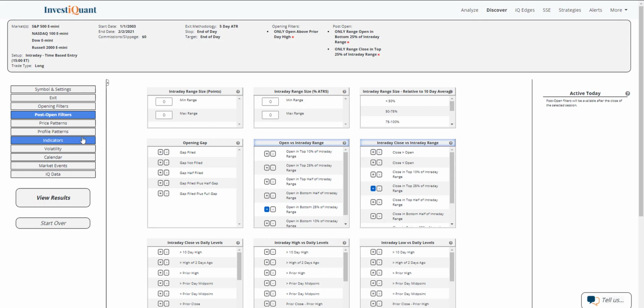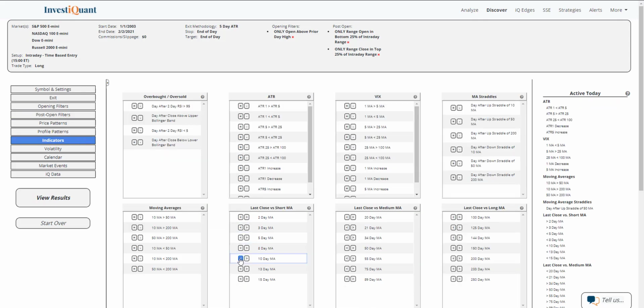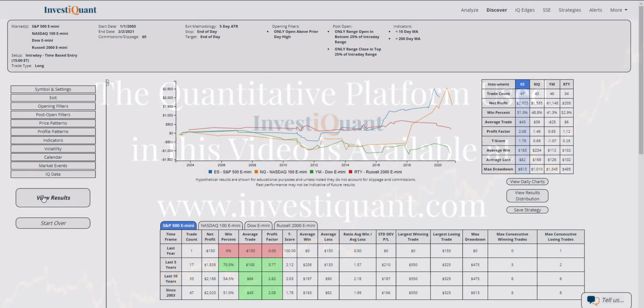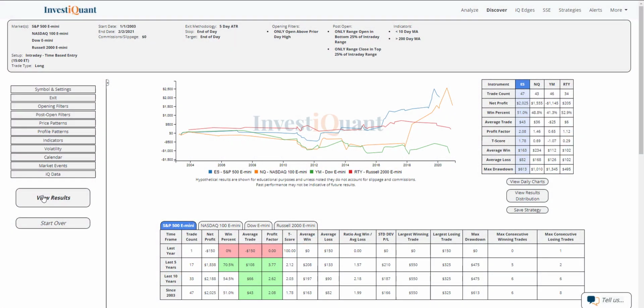Next, I'm going to put it in a similar market environment where we closed yesterday below a 10-day moving average but above a 200-day simple moving average, and then click View Results. And here we go. These are the results of going long at 3 p.m. Eastern Time, exiting at the close, which is 4:15 p.m.